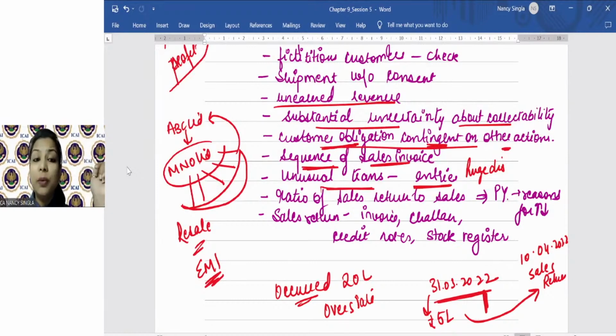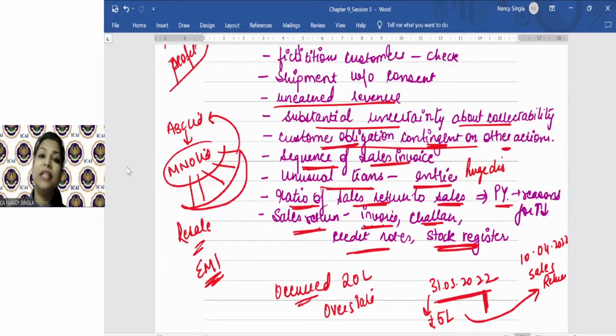सो दैट इज व्हाई ऑडिटर विल सी द रेशियो ऑफ सेल्स रिटर्न टू सेल्स एंड कंपेयर इट विद द प्रीवियस ईयर, एंड इन केस ऑफ एन इंक्रीज एंड डिक्रीज द रीजंस विल बी डिस्कस्ड विद द मैनेजमेंट. समझ आता है ये? ठीक है. एंड सेल्स रिटर्न को इनवॉइस से, चलान से, क्रेडिट नोट से, स्टॉक रजिस्टर से सबसे टैली करेंगे इन ऑर्डर टू सी whether the sales that were recorded before 31st March 2022 in our example, whether they were genuine sales or were they recorded in order to just inflate the sales and thereby to inflate the profits. Simple है, बहुत लॉजिकल है.